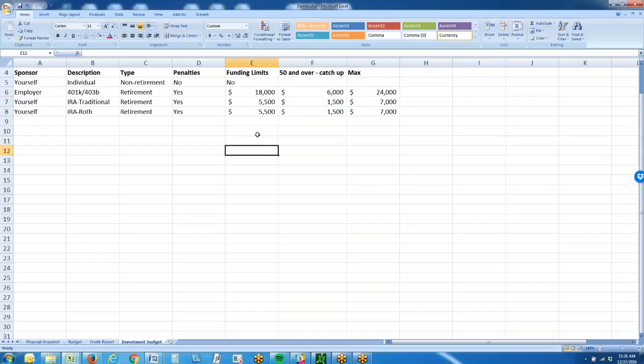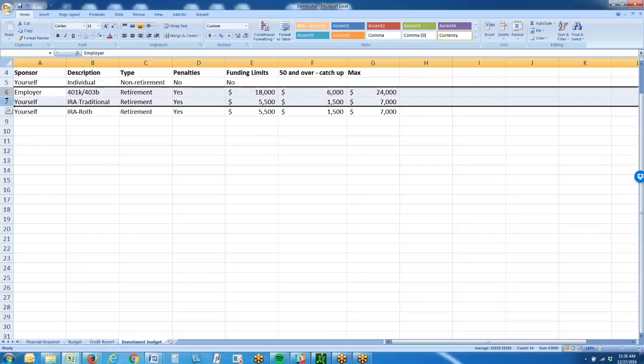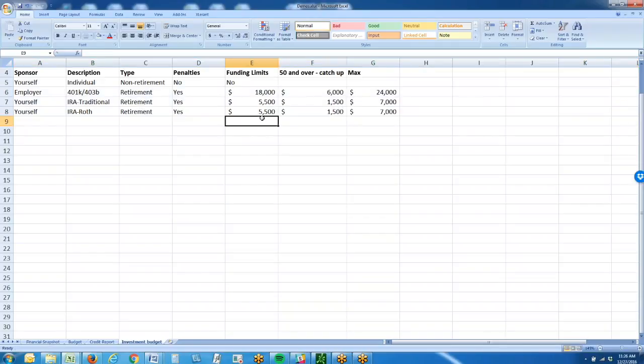So as far as preparing an investment budget, you can see here for these three accounts, there's actually a limit. Based on what you're able to do, you can put the maximum in, which would be $29,000 for these accounts in 2016, or if you're over 50, you can put in $38,000.